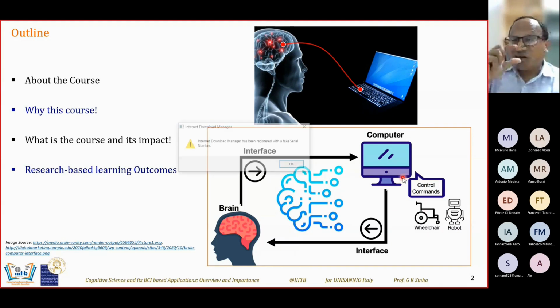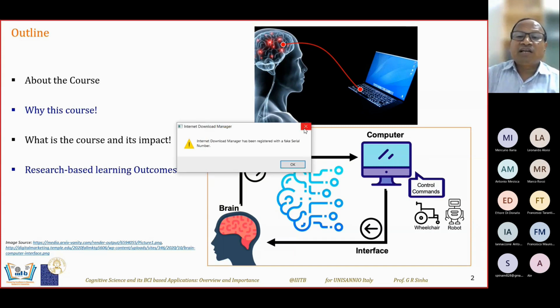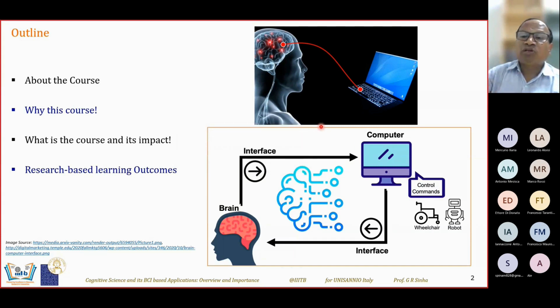So some suitable commands can be generated. You can generate a command to operate the robot or the wheelchair, to provide assistance to a person who is not able to walk and depends on the wheelchair. So if the wheelchair can be controlled by commands, you can just operate robots based on your understanding, what you are thinking. Based on that, you can simply control the robot by, you can say, a mind-controlled, brain-controlled robot.